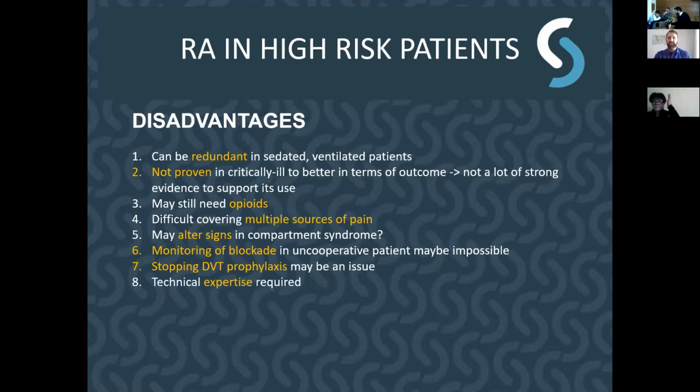Then you do need some technical expertise to do regional anesthesia well in these patients. But on the other side of this, you also need some technical expertise in general anesthesia to manage a polytrauma or high-risk patient. Then the need for patient positioning.